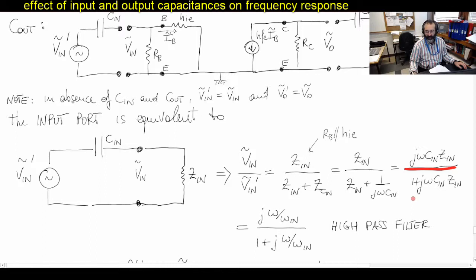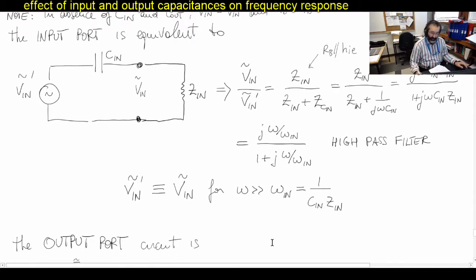And effectively we get this kind of formula, which we can write better as J omega over omega in divided by 1 plus J omega over omega in. This effectively is what we've seen as a high-pass filter. When we were doing passive filters, this is exactly the type of relation that we would see for a simple high-pass filter.